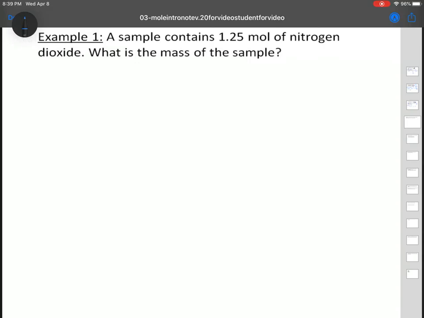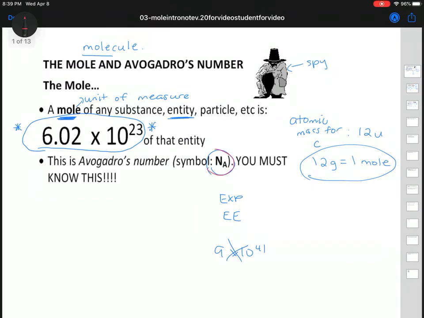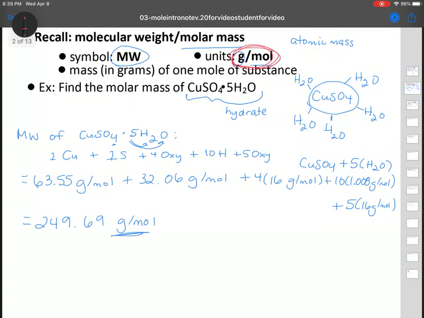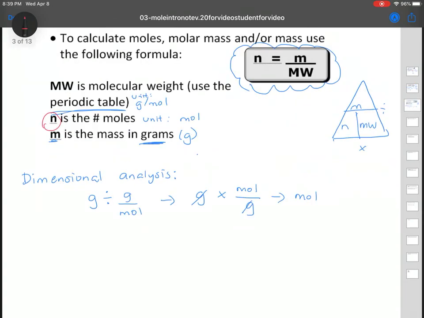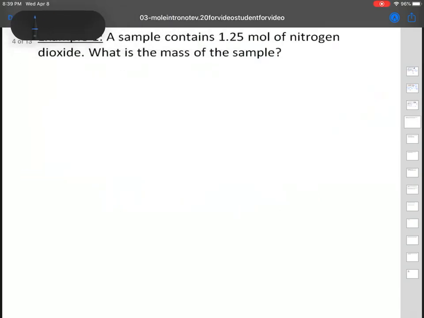A sample contains 1.25 moles of nitrogen dioxide. Oh, I forgot to say, for whatever reason, they use the symbol n, lowercase n, for moles. So far we've got Avogadro's number is capital N, little capital A. Then we have molecular weight, which is MW. Then we have n for moles, and then mass in grams. You've seen that before when you did density in grade 9.